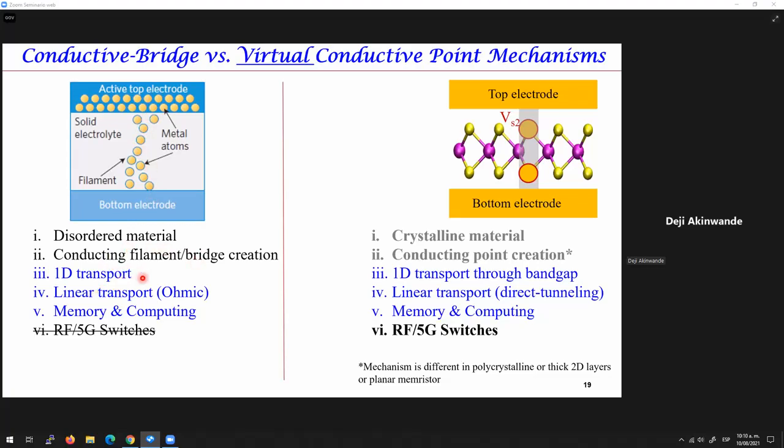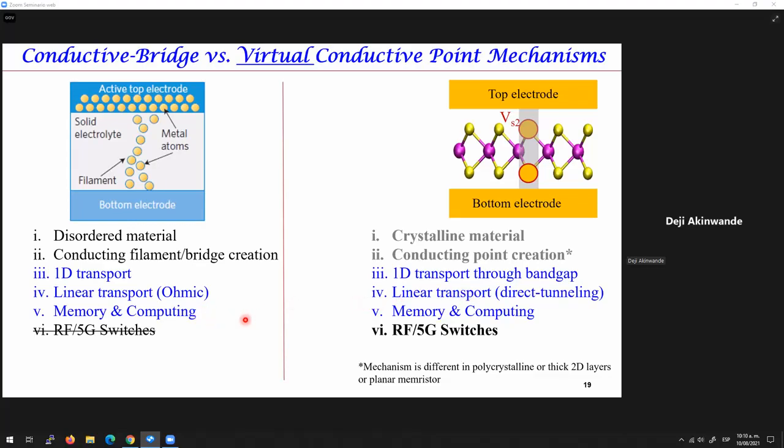The other contrasting properties of these two classes of memory devices are: the conductive bridge devices are disordered materials. The 2D materials, as I mentioned, are crystalline. The conductive bridge is based on filament formation. Here, it's a conducting point creation. Both of them represent one-dimensional transport. The one in particular through the 2D is one-dimensional transport through the band gap. They both have linear IV characteristics. The ohmic is obviously a linear phenomenon, but that is also the same for the direct tunneling. It's also a linear phenomenon.